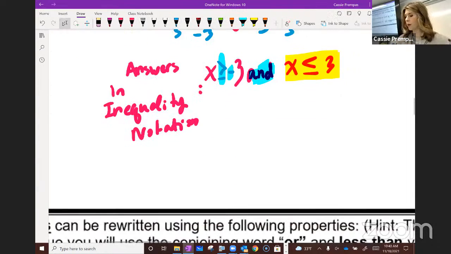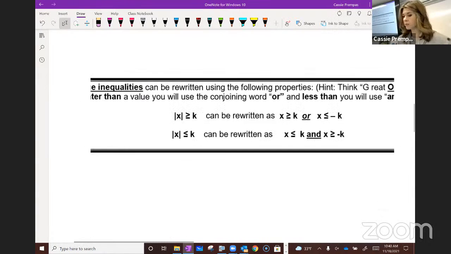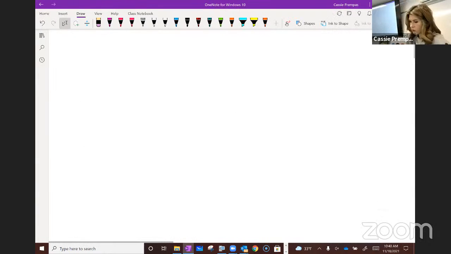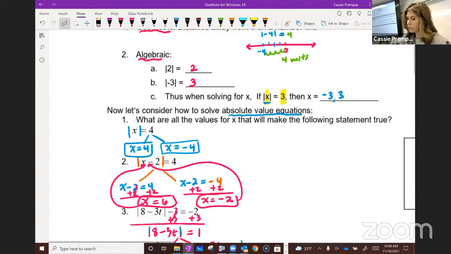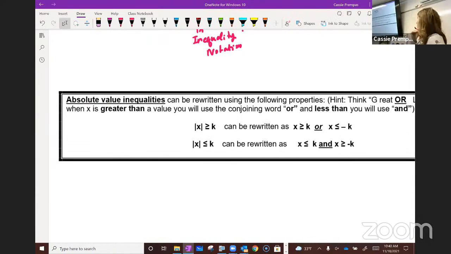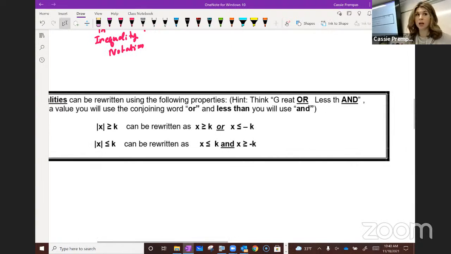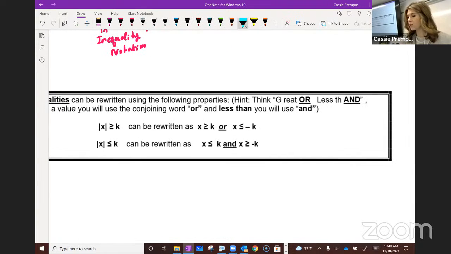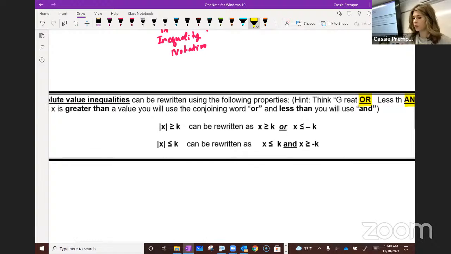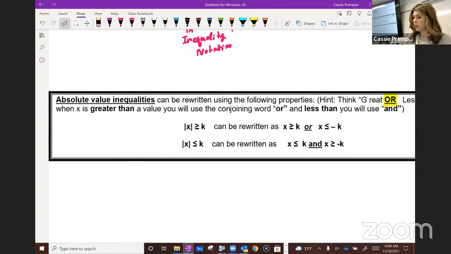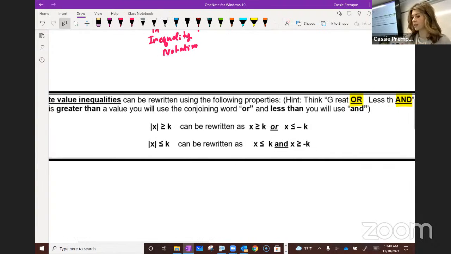Now that we've done some warm up, let's go ahead and read the rule together. And it just cut out on me. There we go. Absolute value inequalities can be rewritten using the following properties. Here's the hint that I use that helps me. If it's a greater than symbol, I know it's going to be an or compound inequality. If it's a less than symbol, I know it's going to be an and compound inequality. So you can see when x is a greater than value, you're going to use or, less than is and.